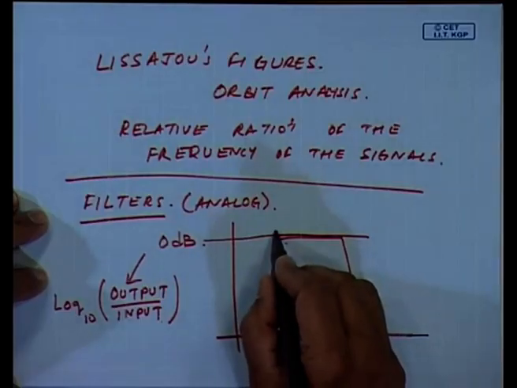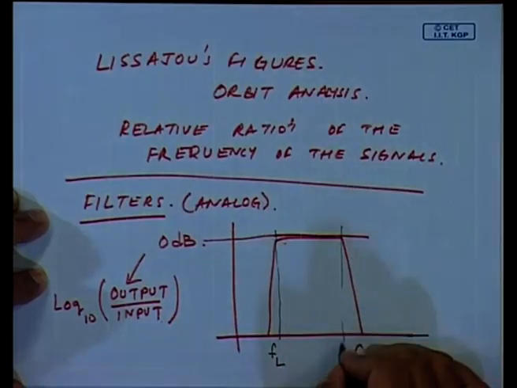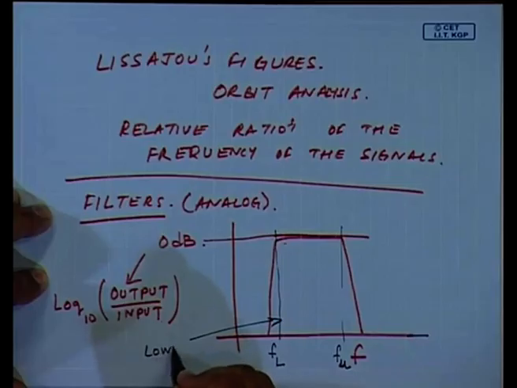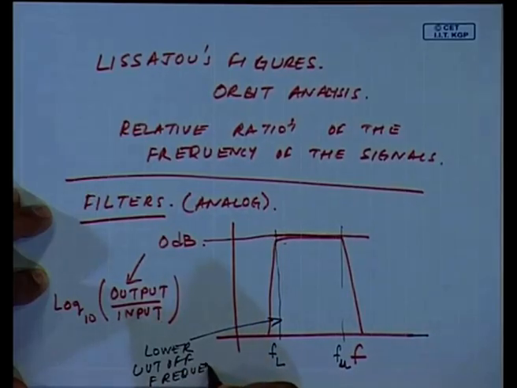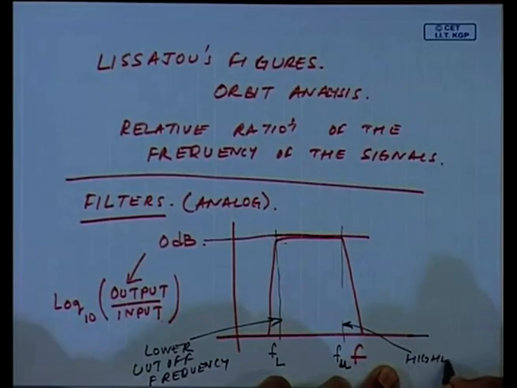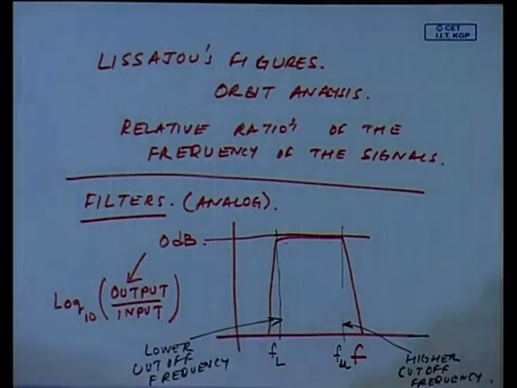This is a band pass filter, wherein it has a lower limit f of L, and an upper limit f of C or f of U, and this is known as the lower cutoff frequency, and this is known as the higher cutoff frequency. Okay.